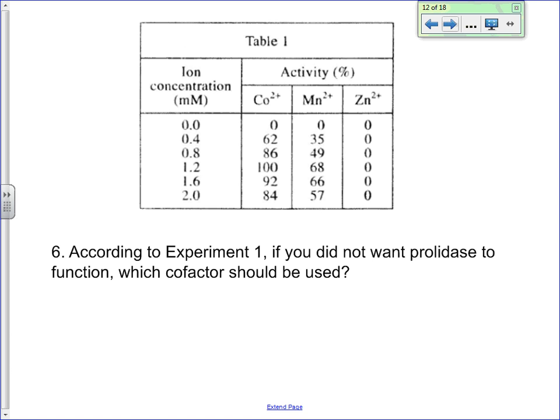Question 6. According to experiment 1, if you did not want prolidase function, which cofactor should you use? Now again, what should our answer be? A cofactor again. So our same three options we had before. But this one's a little bit different. We want it not to function. How do you get it not to function? By having no activity. Excellent. So by having zeros. Now what's the only one that will have no activity across the board? Zinc ion. So this one right here, you notice, is zero activity across the board. So Zn2+ should be our answer here.